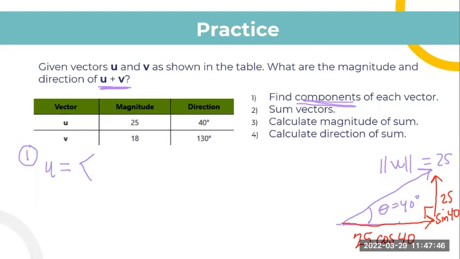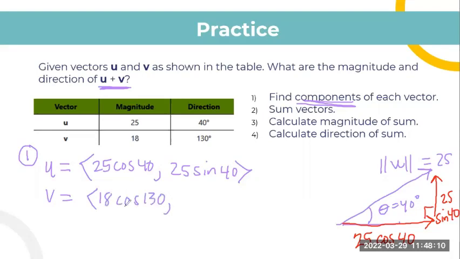So for vector u, if I'm rewriting it in component form, I would have 25 cosine of 40 degrees, and then 25 sine of 40 degrees. And then vector v, same thing. I have my magnitude times the cosine of my angle for the x component, and the y is the magnitude times the sine of my angle. And I just leave them in this form. I don't calculate that and put a decimal because I don't want to have that rounding error. So that was step one. I've written them in their component forms.